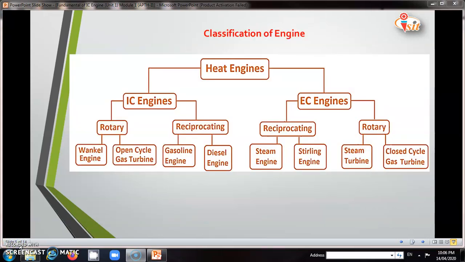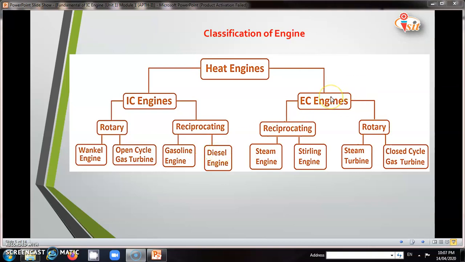The next important point is the classification of the engine. The heat engine is divided into two types. The first is the IC engine, called the internal combustion engine. The second one is the external combustion engine. Again, the IC engine is divided into two types, rotary and reciprocating. The rotary is subcategorized into the Wankel engine and open cycle gas turbine. Reciprocating is also categorized into two types, petrol as well as diesel engine.